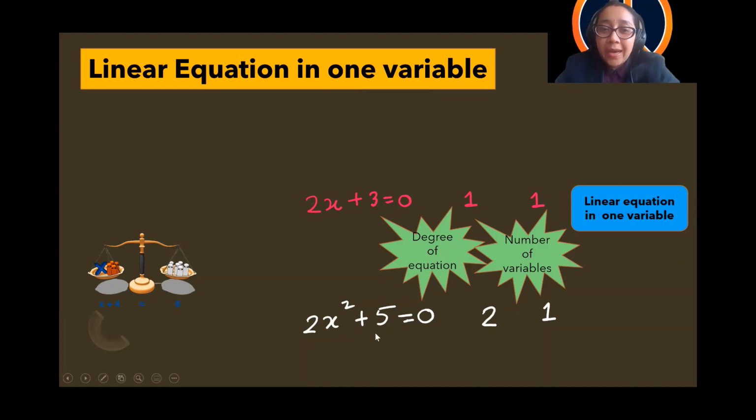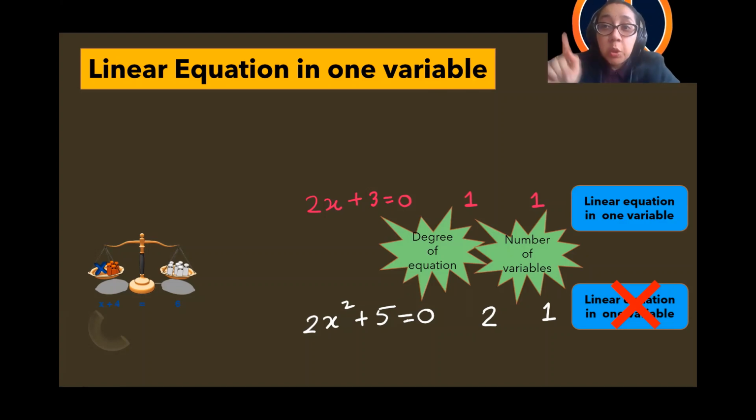Whether this equation 2x squared plus 5 equal to 0 is a linear equation in one variable. Write it down now. Yes, you are right. It is not a linear equation in one variable. Can you tell me then what type of equation it is? This is an extended thing. Some of you may know it is a quadratic equation in one variable. Quadratic means the degree of the equation is 2. If it is 2, then we call it a quadratic equation, and there is only one variable, so we can write quadratic equation in one variable.